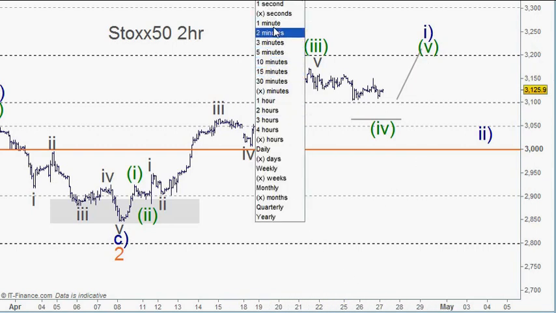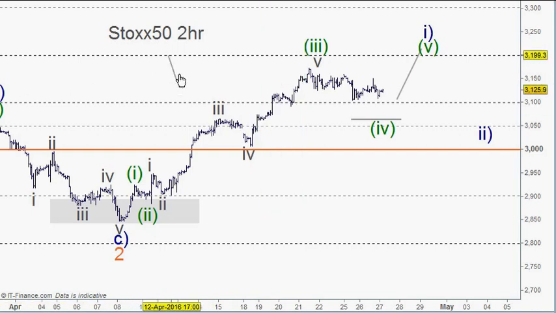Now I won't go to the 15-minute chart here. I'm going to go to the DAX and work at that as well.